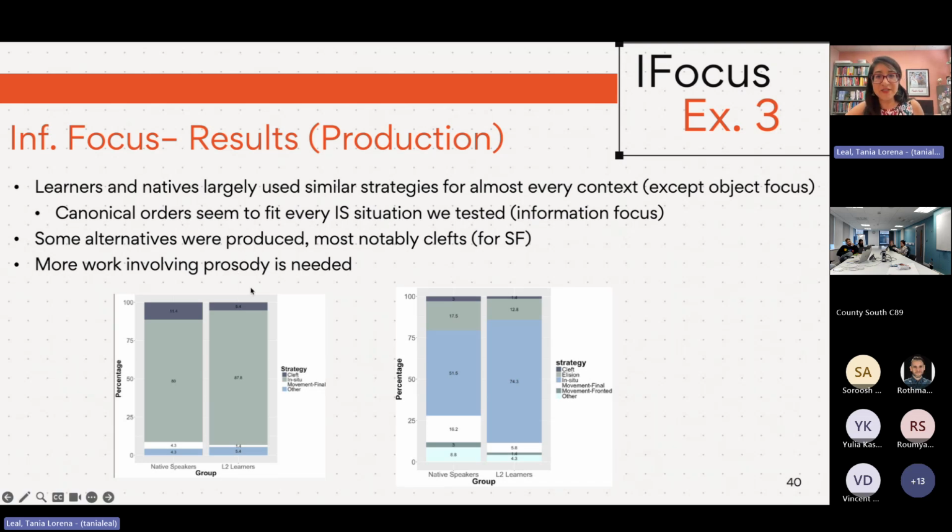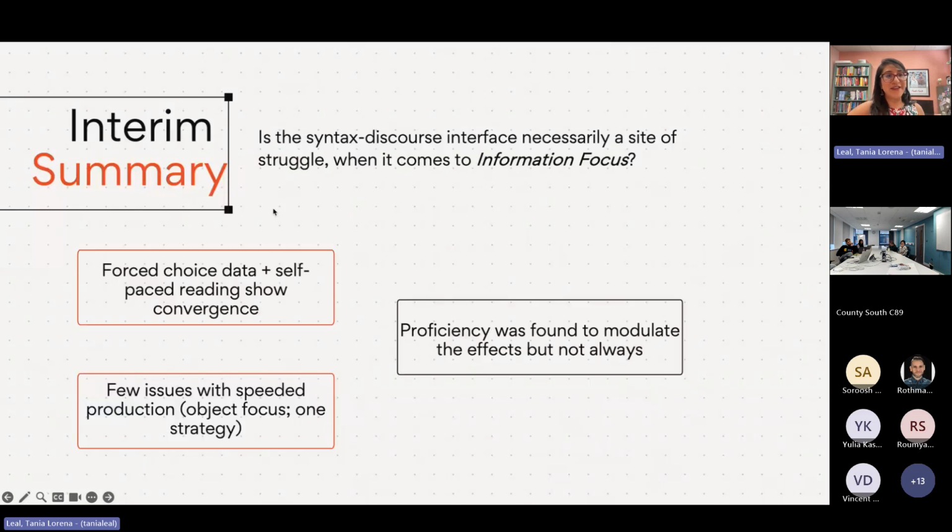So this suggests that what a learner might understand and even anticipate are focus-driven structures. Producing them fluently is another story, especially for object focus, not for subject focus. That seems to be fine. But this highlights really the need for more research on production, which is more or less unexplored in interface phenomena like this. So just to bring it all together, what do we find with information focus?